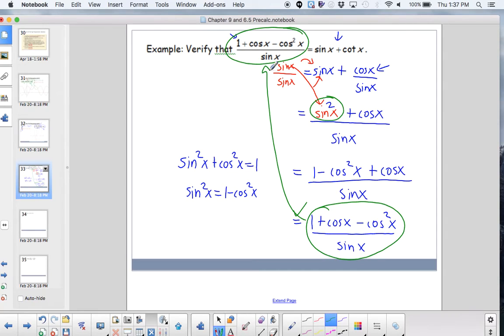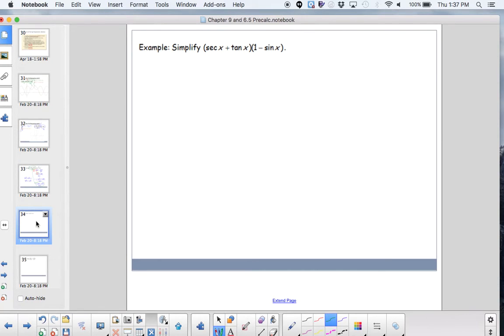Okay. Moving on. This time we are just trying to simplify this, put it into its simplest terms. So I see a secant, a tangent, and a sine, and that's a lot of different trigonometric functions. So what I'll do is maybe put those in terms of sine and cosine, which was one of our options. So I know that secant is 1 over cosine x plus tangent is sine x over cosine x times 1 minus sine x.